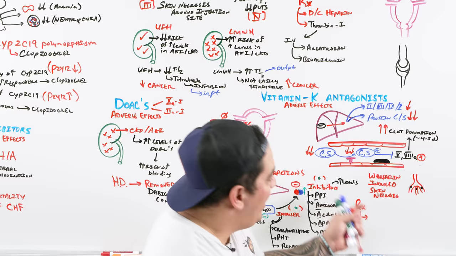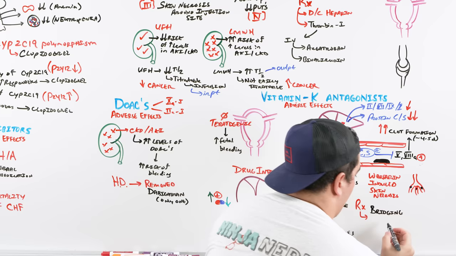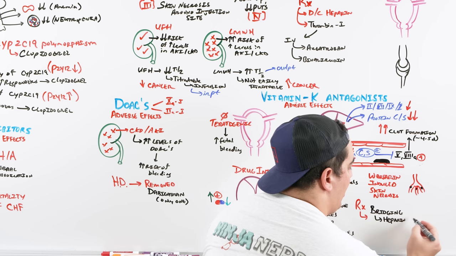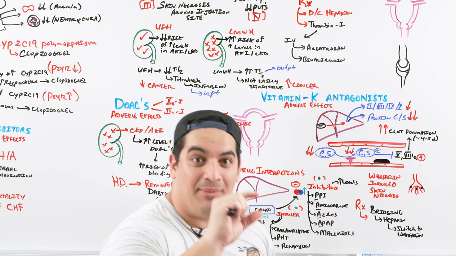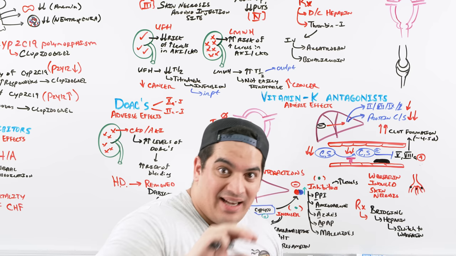The way that we prevent this is we do something called bridging. Okay, we do something called bridging. In other words, I start the patient on heparin, and once I get them to a therapeutic point, I will switch to warfarin. So I'll get them on heparin, keep them nice and anticoagulated, and once they're nicely anticoagulated, I'll add on warfarin.